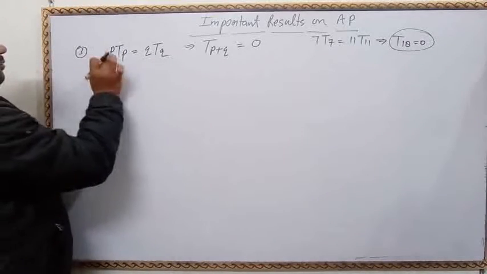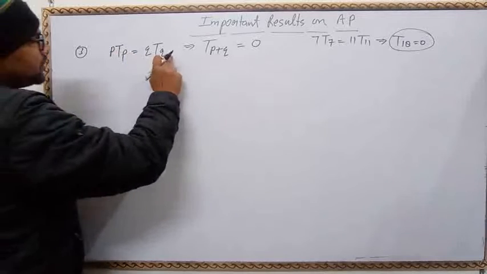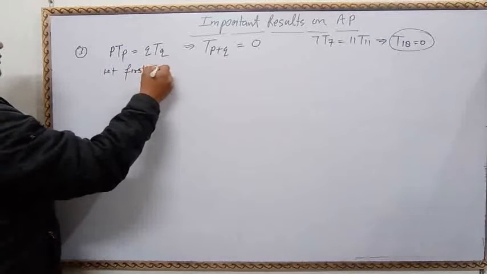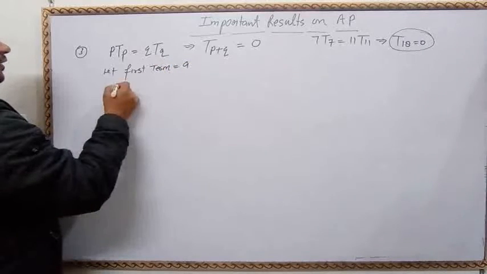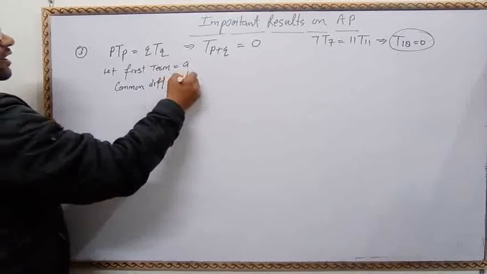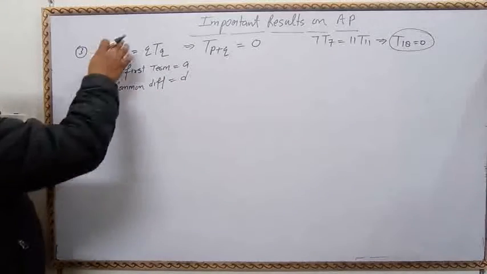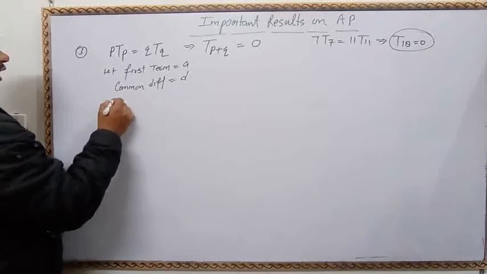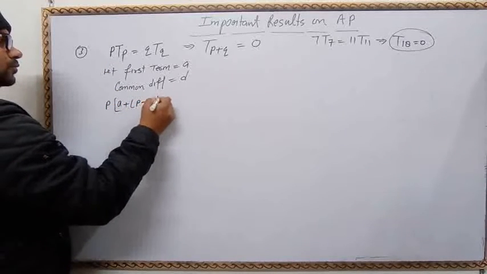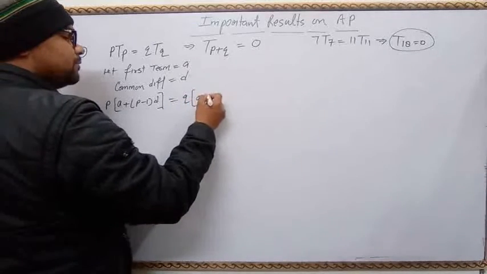What is given? P times the Pth term is equal to Q times the Qth term. So let the first term be A and the common difference be D. Okay. So what will be the Pth term? A plus (P minus 1)D. And the Qth term is equal to A plus (Q minus 1)D.